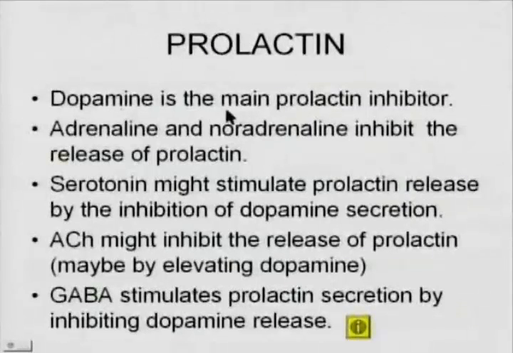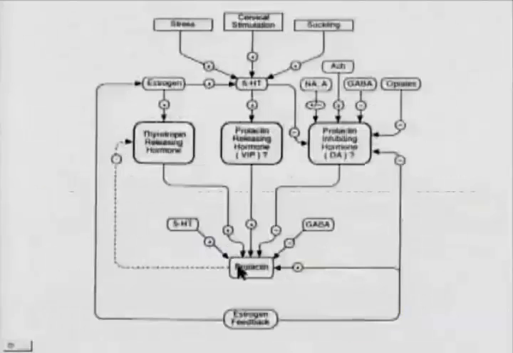Prolactin then: dopamine is the main prolactin inhibitor, as we know. Adrenaline and noradrenaline, or epinephrine and norepinephrine, inhibit the release of prolactin. Serotonin might stimulate prolactin release by the inhibition of dopamine secretion. Acetylcholine might inhibit the release of prolactin, maybe by elevating dopamine, and GABA stimulates prolactin secretion by inhibiting the dopamine release. We see that many of the mechanisms for increasing prolactin release are through disinhibition. You inhibit an inhibitor and you disinhibit the prolactin synthesis and secretion by the lactotropes.